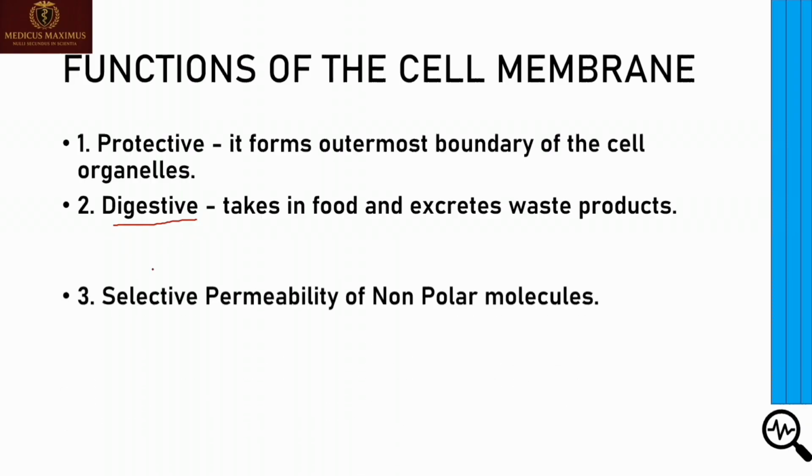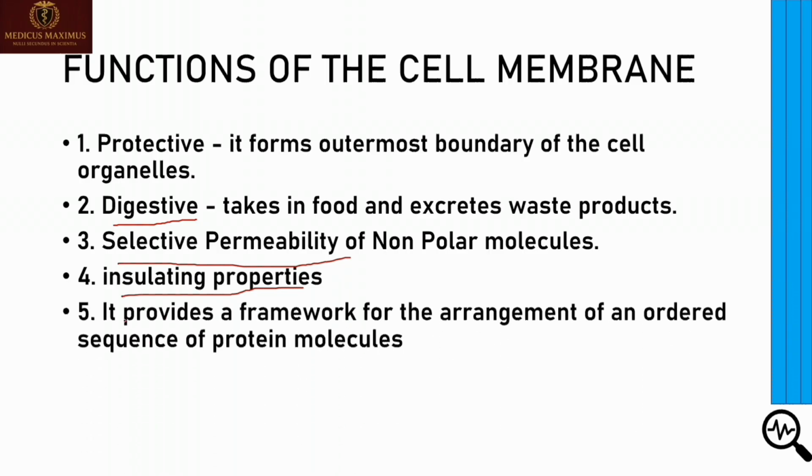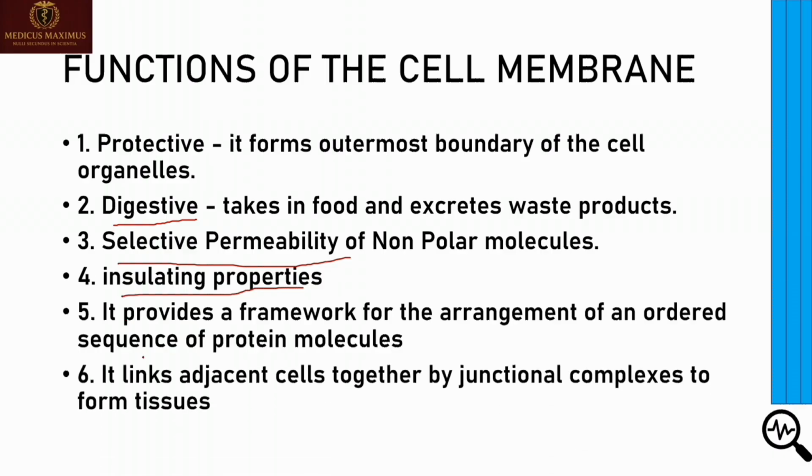3. Selective permeability, allows only certain molecules, especially non-polar ones, to cross freely. 4. Insulation, due to lipid content, it prevents electrical leakage in excitable cells. 5. Organization, provides a framework for the arrangement of proteins in specific functional areas. 6. Cell junctions, links adjacent cells through junctional complexes to form tissues.